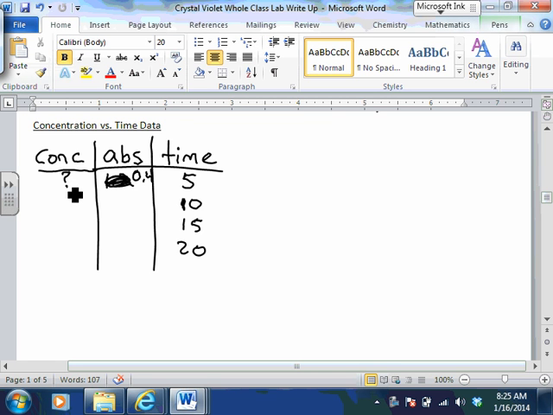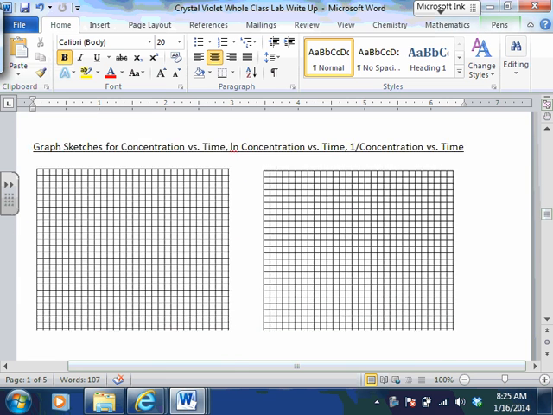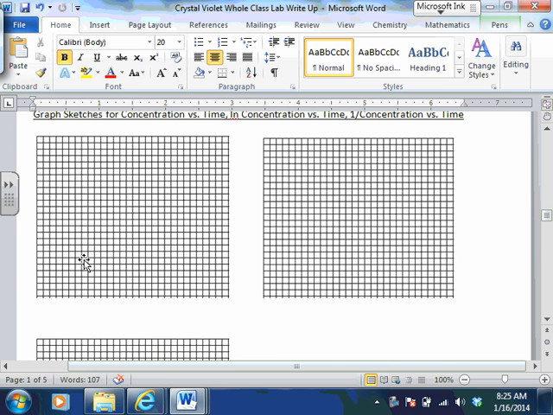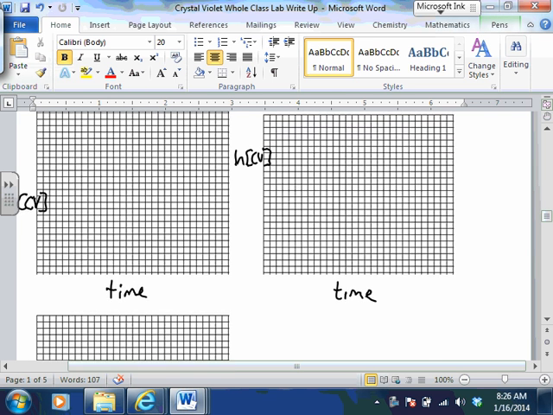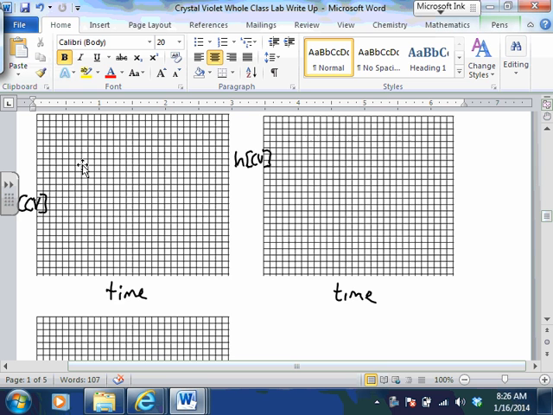So then you have your concentration and time data, and then you could do these 3 graphs here, okay? First graph, you would just do concentration of the crystal violet versus time. The second one, you would do the natural log of the concentration of crystal violet versus time. And then the third one, you do 1 over the concentration of the crystal violet versus time. In theory, and again, I haven't really checked our data to see if it works, but in theory, one of these graphs should give you a straight line.